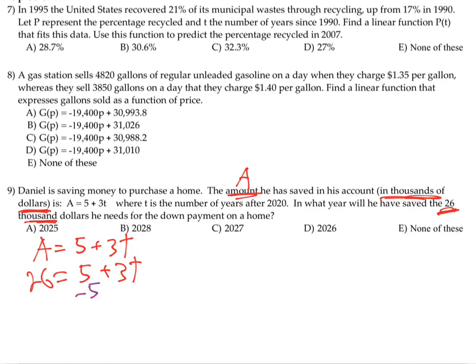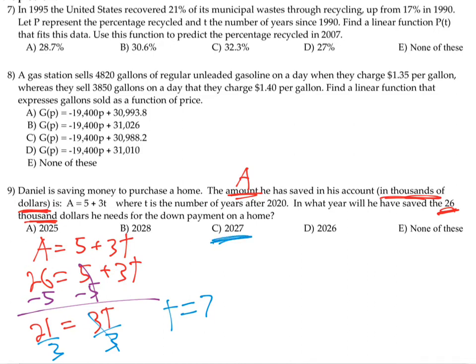Subtract that 5, exactly. Boom, 26 minus 5 is 21. Last step to solve for T: divide by the 3. T is 7. So what year? 2027, because remember, T is the number of years after 2020. So that means in the year 2027, he'll have that money saved.